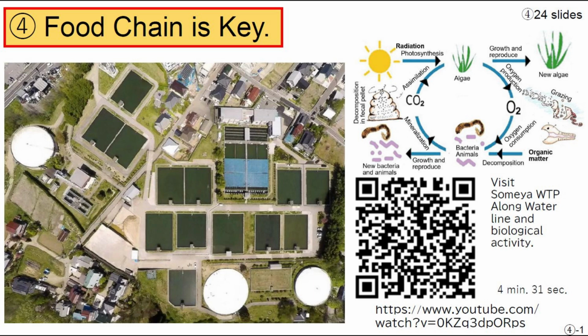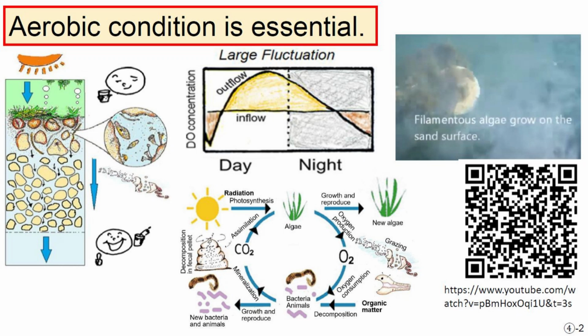Part 4, JICA EPS training. Food chain is key. Algae produce oxygen. Heterotrophic organisms consume oxygen. Aerobic condition is essential for them. Food chain is the key for biological purification.